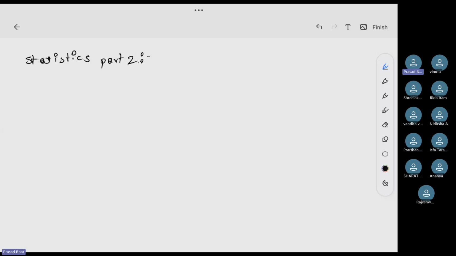All right. So let's continue with the statistics that we had stopped at in the last class. What was it? We had discussed mean, median, mode, and then standard deviation and variance, right? Some metrics to understand how the data is.